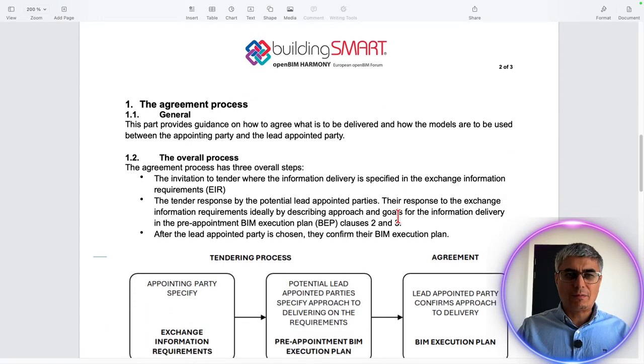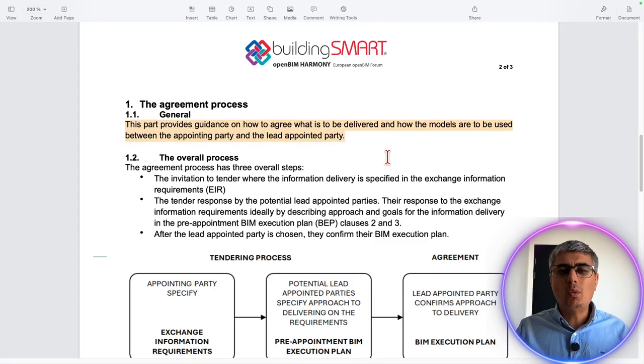The agreement process. General. This part provides guidance on how to agree on what is to be delivered and how the models are to be used between the appointing party and the lead appointed party. So this defines how the process is going to work between the client and the appointed party.